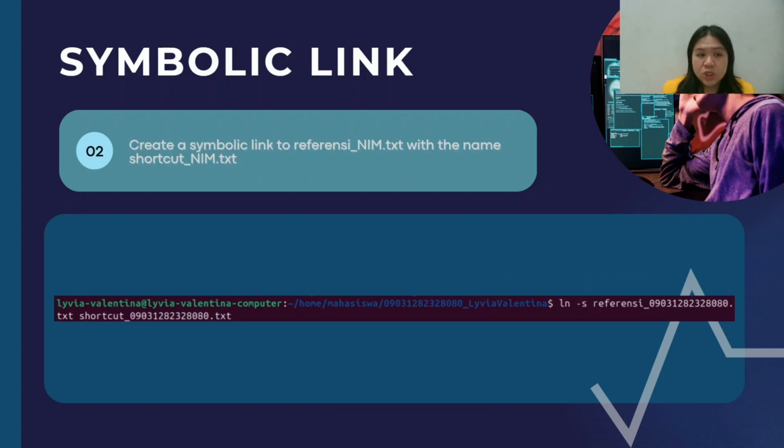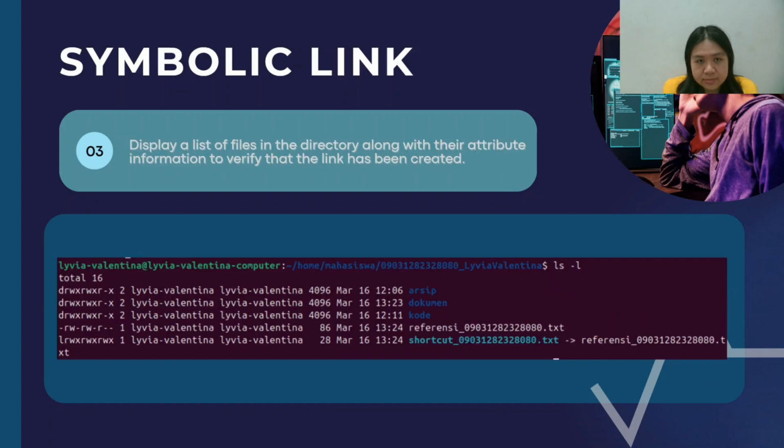And then the second question is create a symbolic link to referensi_name.txt with the name shortcut_name.txt. Using ln -s, I use ln -s and then the file name referensi_090312823288080.txt, and then the name of the shortcut file is shortcut_090312823288080.txt.